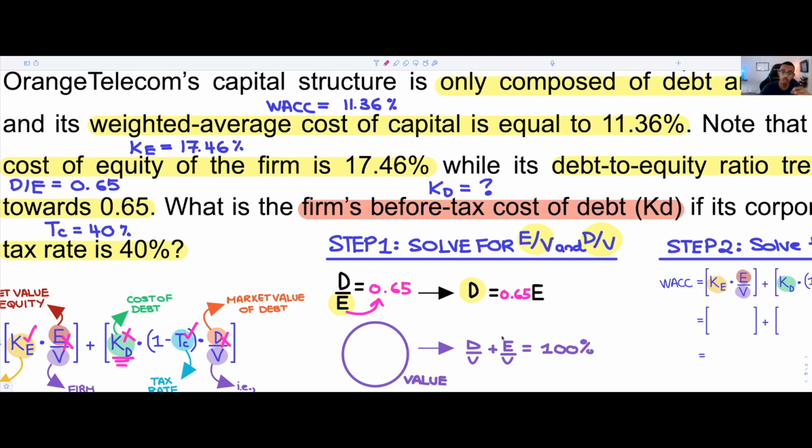And because we know this little trick that we use, because they gave us our debt to equity, we could go ahead and simplify this little formula here. We could say that debt over value could be written as, because we know that debt is equal to 0.65 E, we could remove this and write it as 0.65 E over V plus E over V, and that's going to give you 100% of the value of the firm.